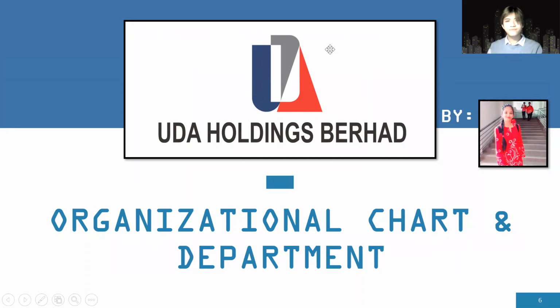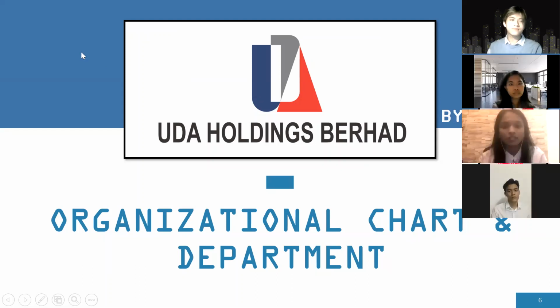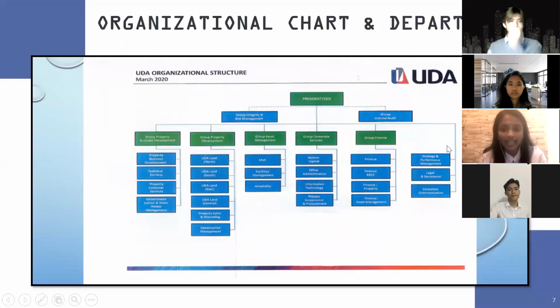Hi, there are 5 major departments, which is property business development, property development, asset management, group corporate service and group finance. The first is group property business development. They contribute toward urbanization in the nation through their developments that are community focused, environmentally sustainable, and supported by urban connectivity.